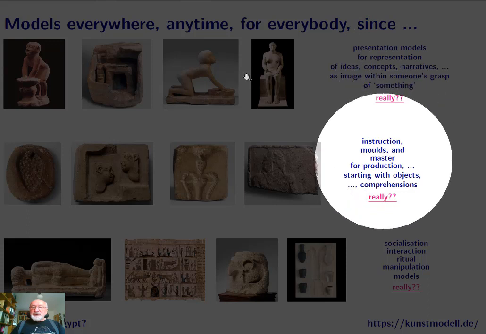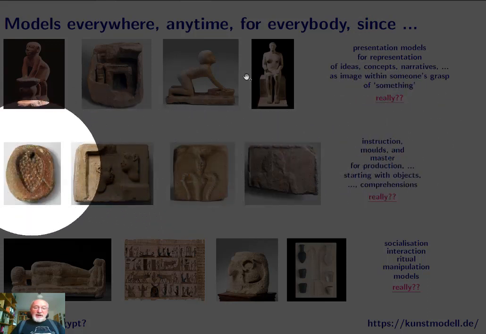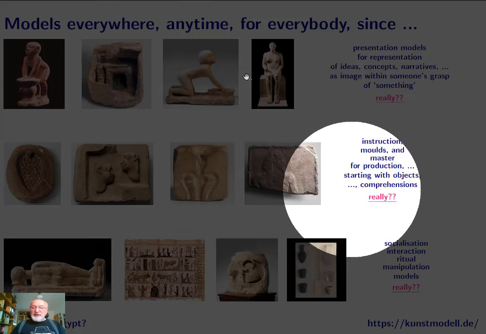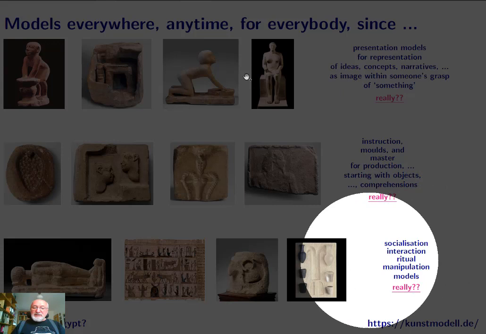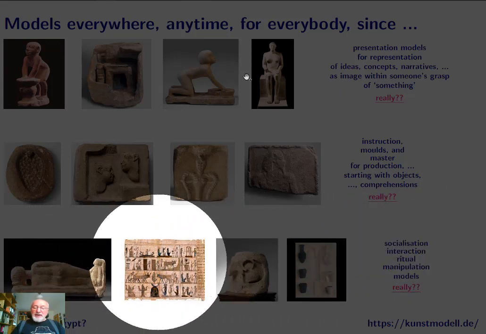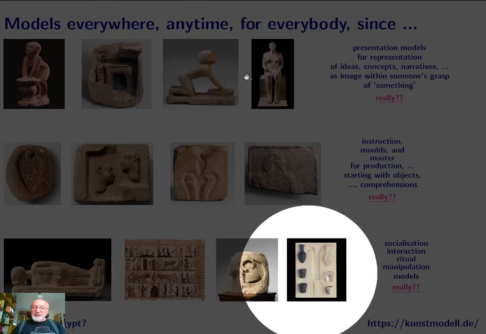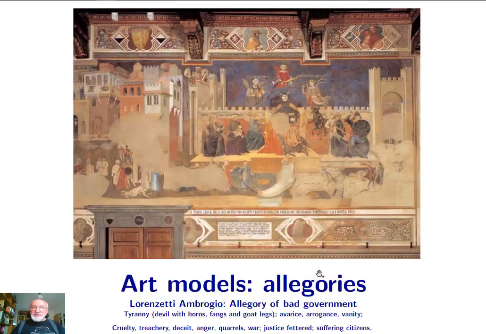Models can also be used to master something, as a mold, for instance, like in Egypt. Or models can also be used in order to orientate somebody to behave in a proper form according to the culture accepted by everybody. They are used everywhere. They should not be called models, but they are used as models.